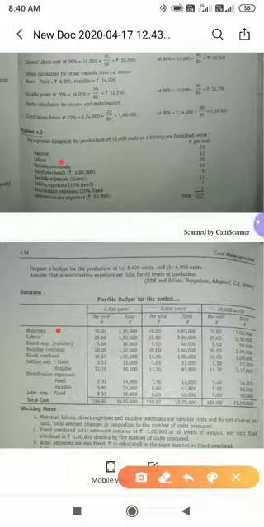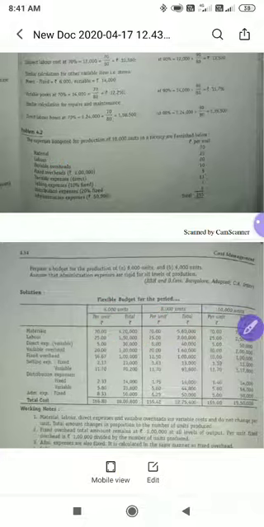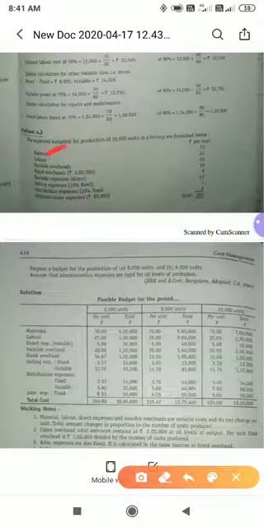Next one, labor is also variable cost, that means per unit will remain same. Look at here, 25, 25, 25. Variable labor hour rate will remain same, but you have to multiply with 6,000 units, 25 into 6,000, 25 into 8,000, 25 into 10,000. If you multiply, you will get 1,50,000, 2,00,000 and 2,50,000. We are done with variable expenses. So we are done with direct. First we will take direct expenses, direct material, direct labor, and next we have direct variable expenses.